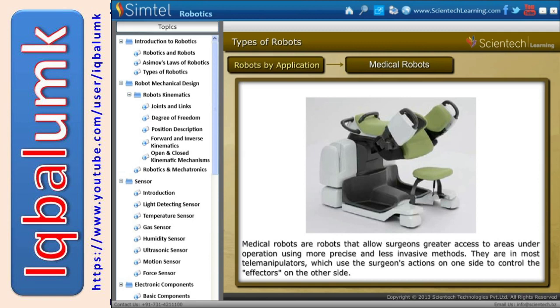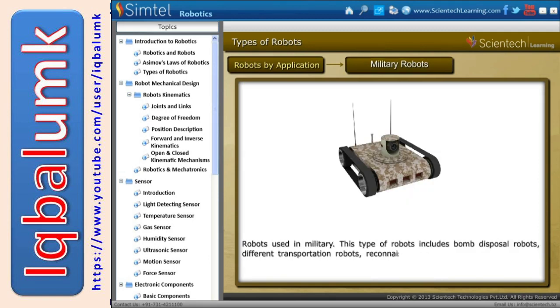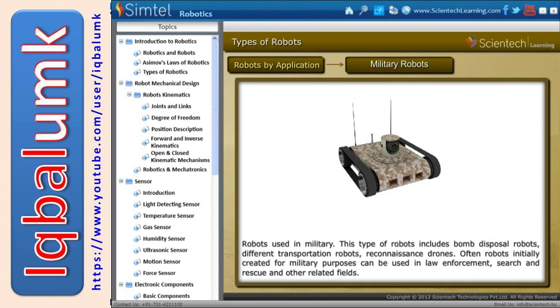This type of robot includes bomb disposal robots, different transportation robots, and reconnaissance drones. These robots, initially created for military purposes, can be used in law enforcement, search and rescue and other related fields.